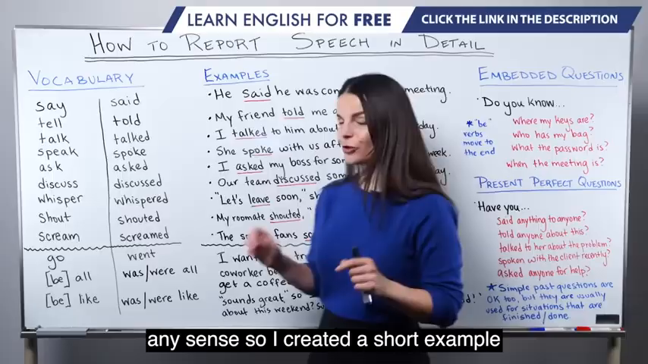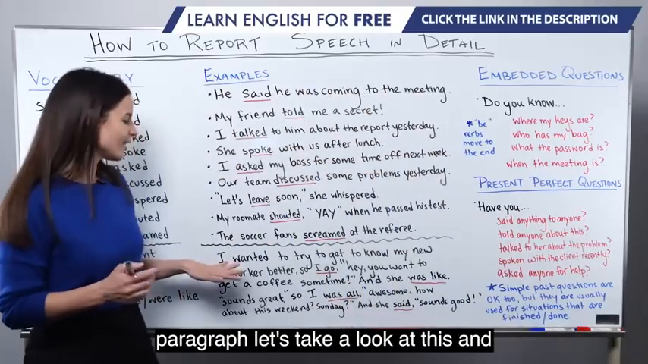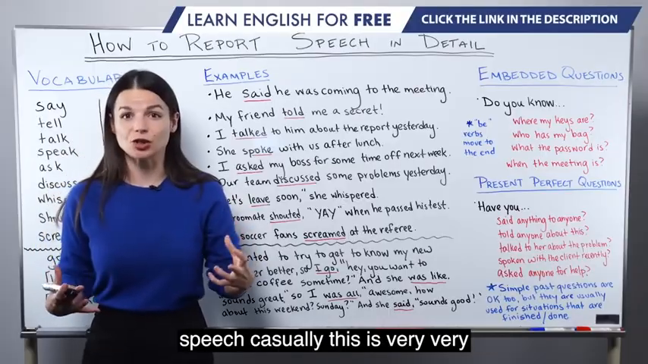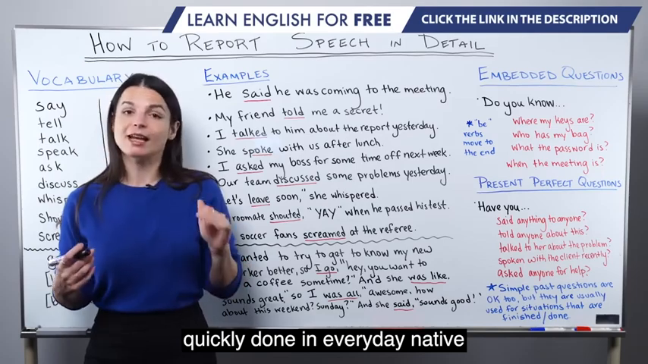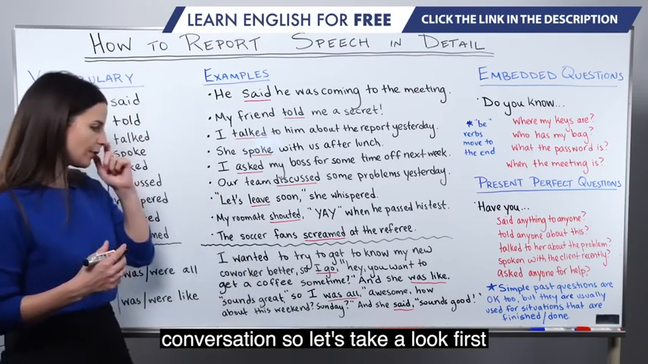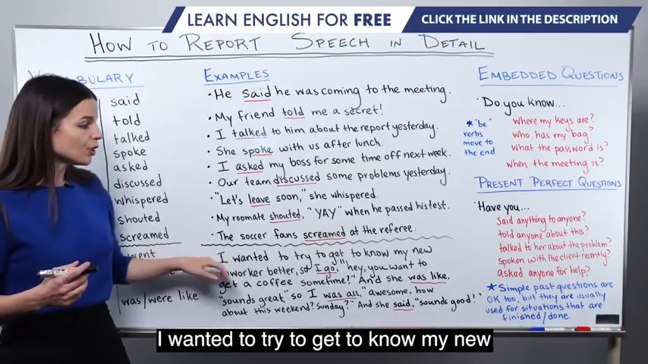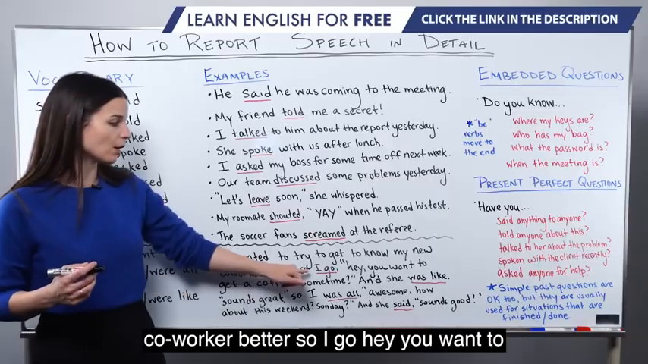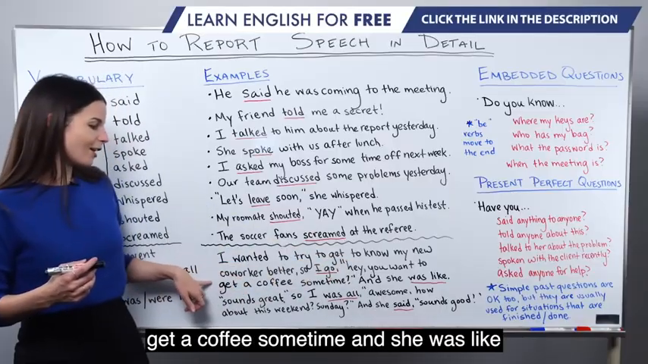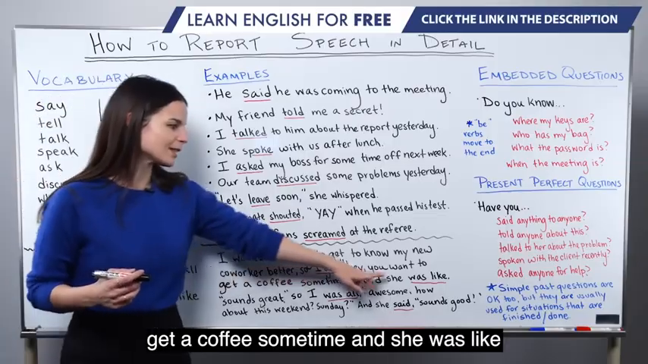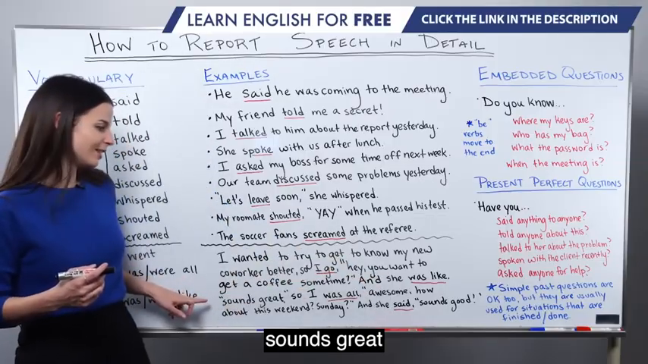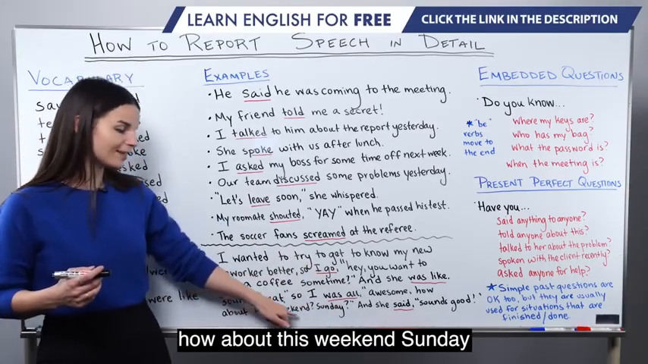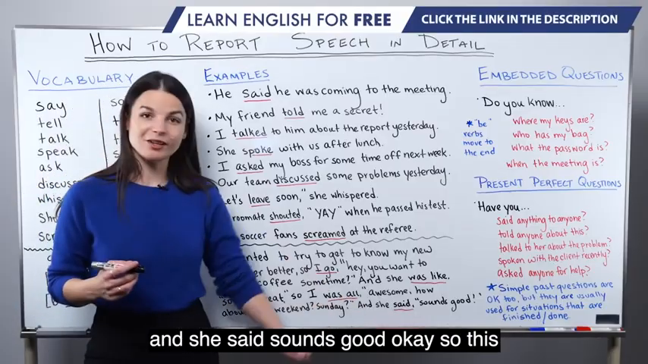So I created a short example paragraph. Let's take a look at this, and we'll see how these are used to express speech casually. This is very quickly done in everyday native conversation. So let's take a look. First, I wanted to try to get to know my new coworker better. So I go, hey, you want to get a coffee sometime? And she was like, sounds great. So I was all, awesome. How about this weekend, Sunday? And she said, sounds good.